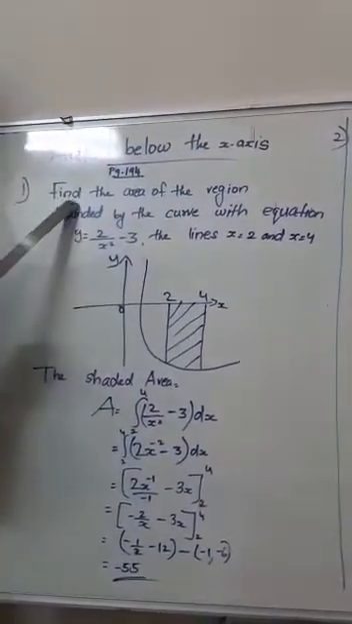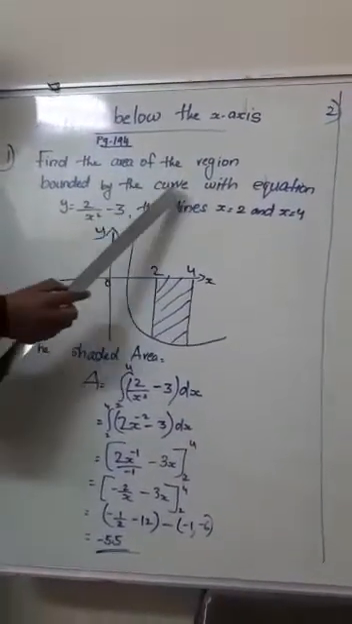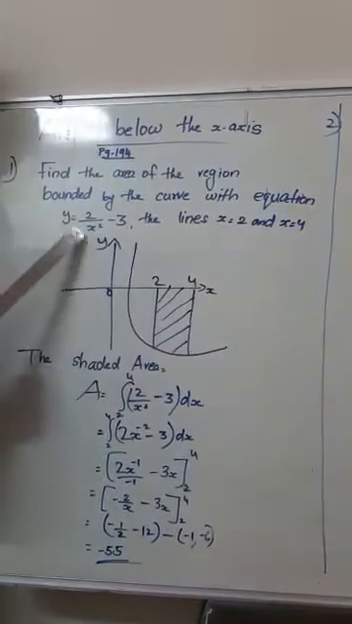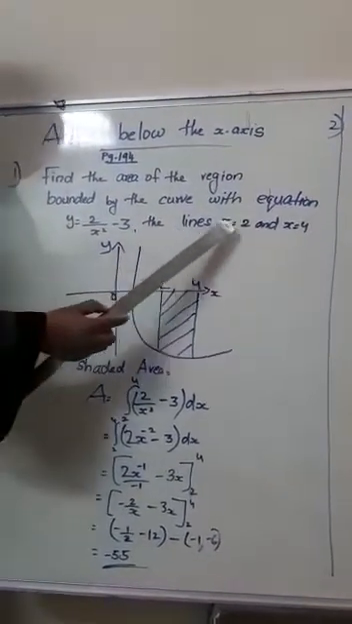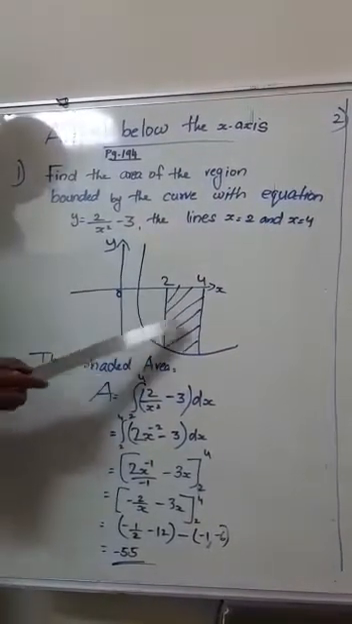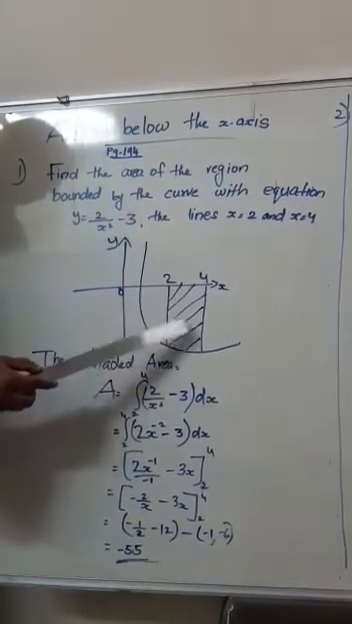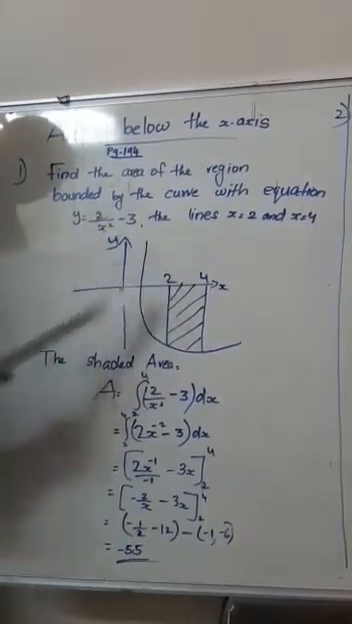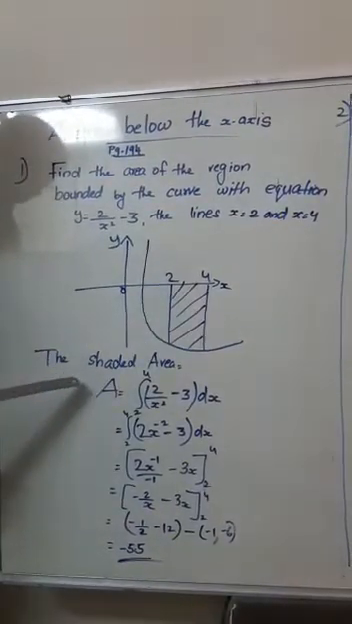First one, find the area of the region bounded by the curve with equation y is equal to 2 divided by x square minus 3, and the lines between x equal to 2 and x equal to 4. That means, see, I have drawn these two lines. We are going to find the area below this x-axis, the shaded area. To find the area of the shaded part, we have to just integrate that.